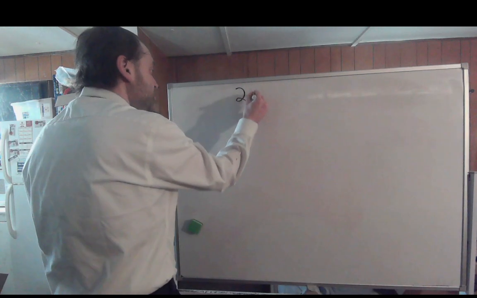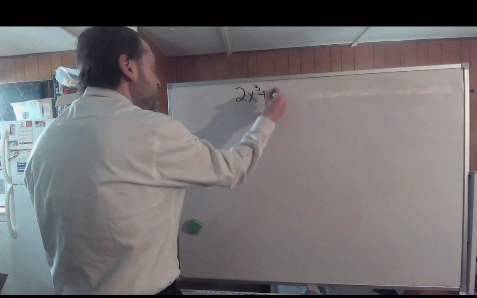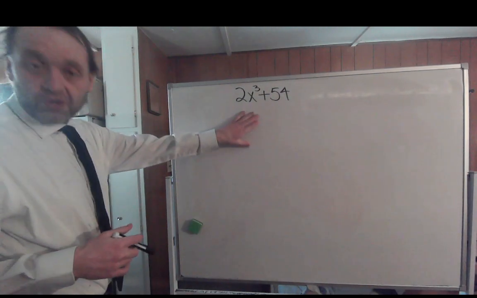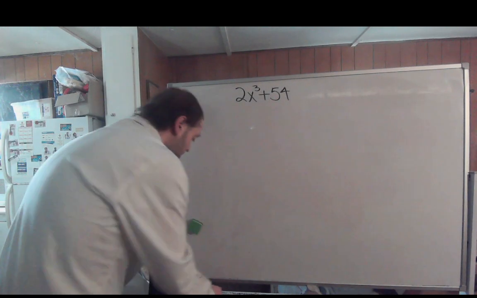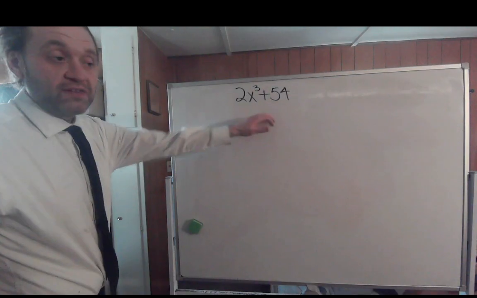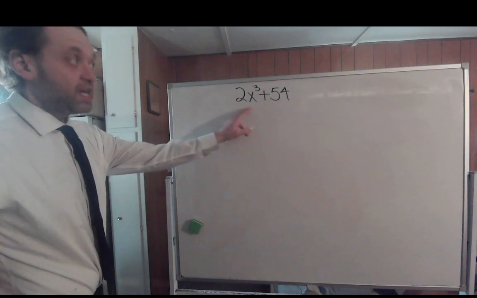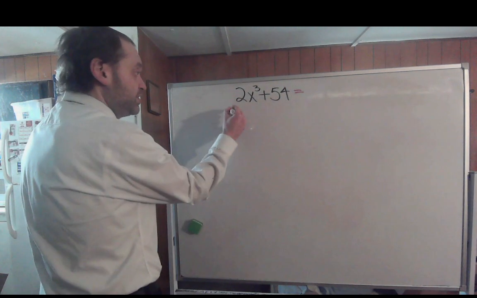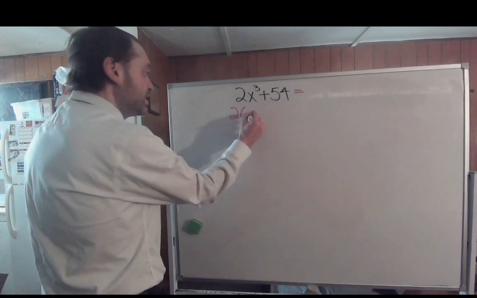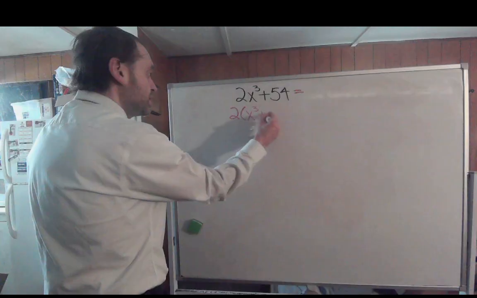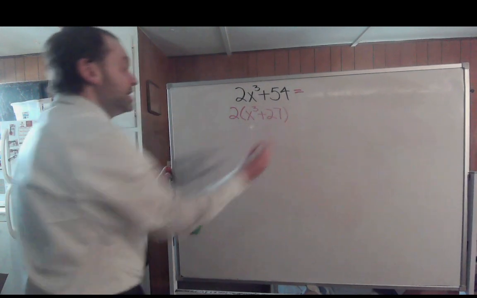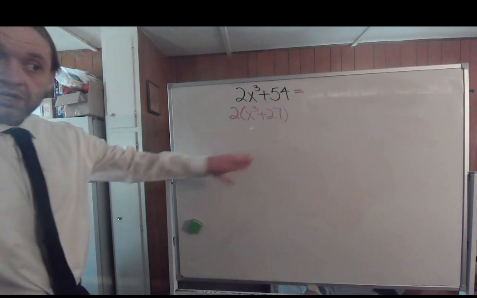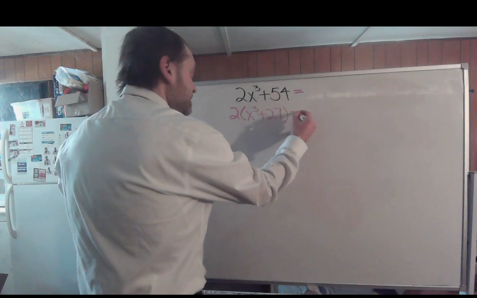All right, so we have 2x to the third plus 54. So we've been given 2x to the third plus 54. Well, to start with, the 2 and 54 are not perfect cubes, but they both have a common factor of 2, right? So why don't we factor out 2? If you do that, you'll get 2 times the quantity of x to the third plus 27. Now, inside the parentheses, we have 2 perfect cubes. Let's go ahead and deal with factoring that.